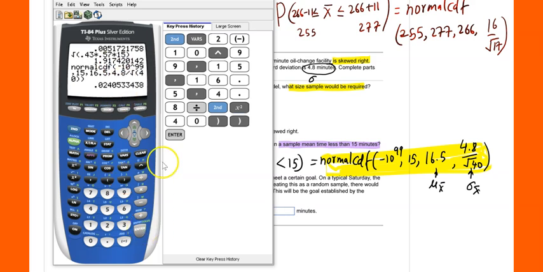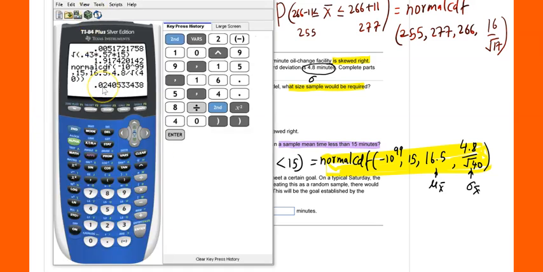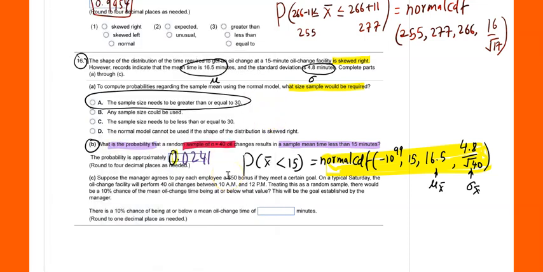That's the answer. You get 0.024, rounded to 4 decimals. This gives you 0.0241. Okay, the answer is 0.0241. Write it down here. Okay, you get it, 0.0241.